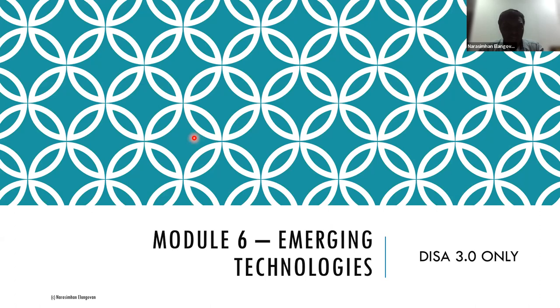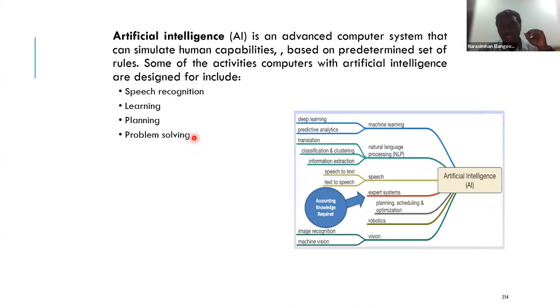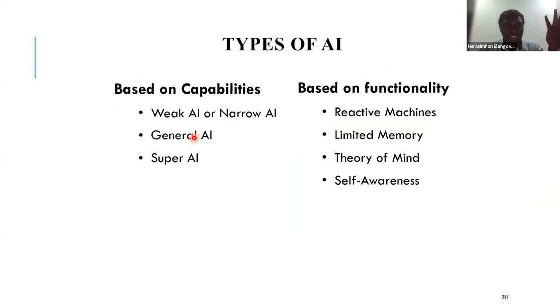With that, the DISA 2.0, most of it comes to an end. DISA 3.0, you have a topic on emerging technologies. Just to be aware of it, even 2.0, just to be at a high level aware, they're not asking questions on this, right? Let's quickly look into it. AI is all about advanced computing systems that can simulate human beings. What all can it do? Speech recognition, learning, planning, etc.